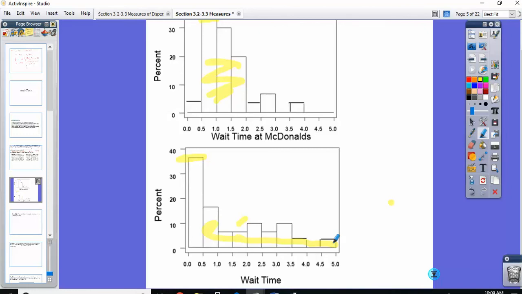So the mean doesn't give you the full picture. Looking at the mean, these are the same. If I'm looking at these graphs, I'm saying it's actually probably a little bit faster at Wendy's because they're more consistent and they serve everybody about the same time.